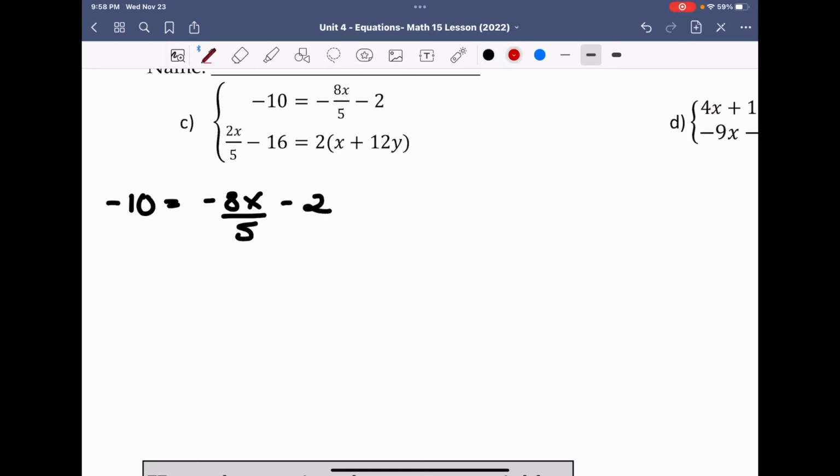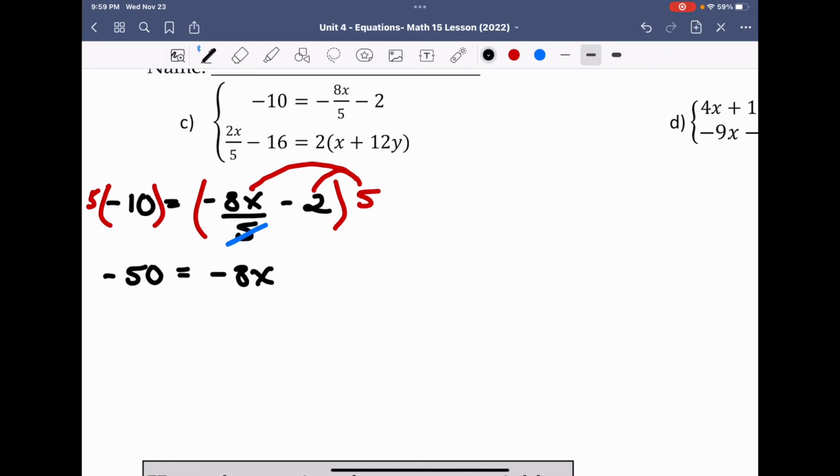Now what we should realize is that we have an LCM of 5, or the lowest common multiple of the denominators is 5. So we're going to multiply both sides by 5. When I multiply both sides by 5, I'll get negative 50 on the left is equal to, well, 5 divided by a 5, when I expand this in, because I want to take the 5 and distribute that 5. When I distribute the 5, 5 divided by 5 eliminates the 5 in the denominator and the numerator, and I am left with negative 8x. And then negative 2 times 5 is negative 10.